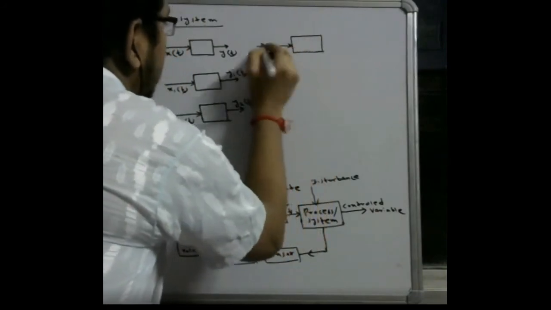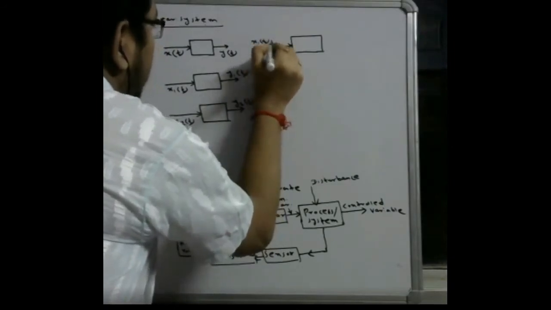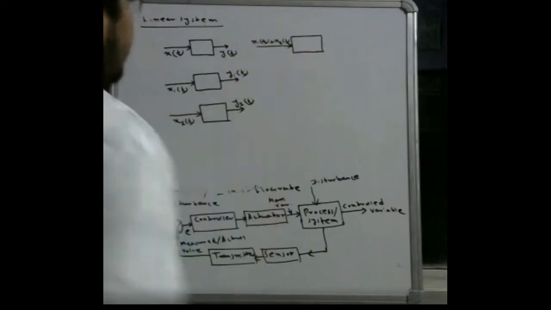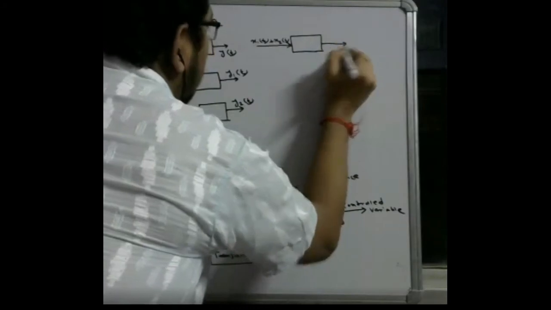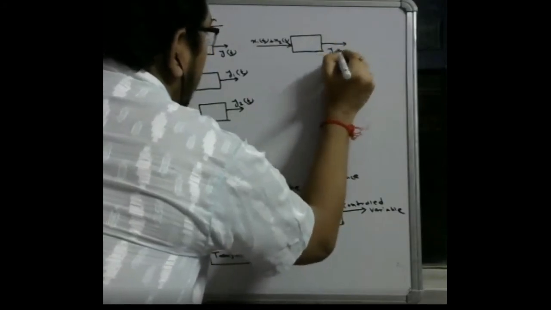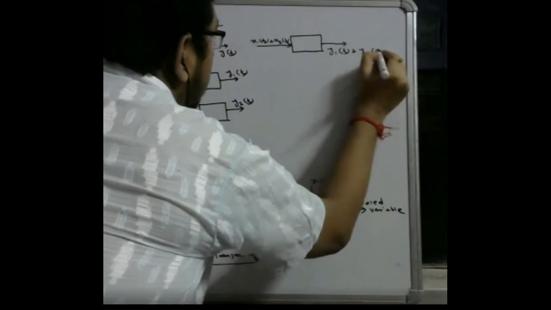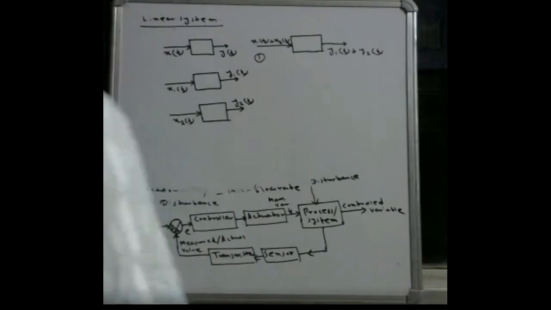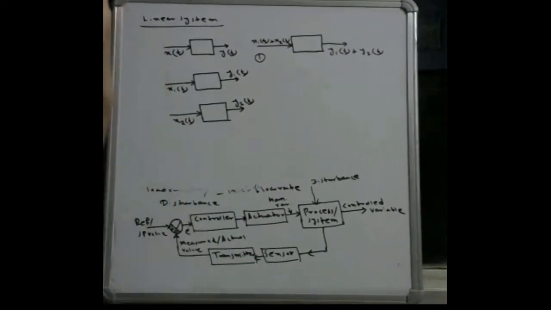Now the input is x1(t) plus x2(t). Now the system output, if it is y1(t) plus y2(t), then the first condition of linearity will be satisfied. This one is the first condition of linearity.